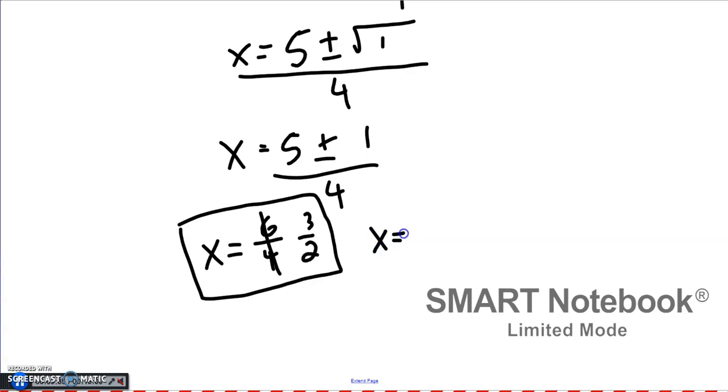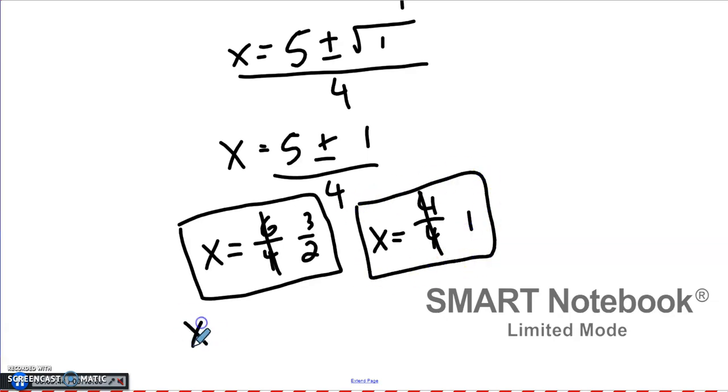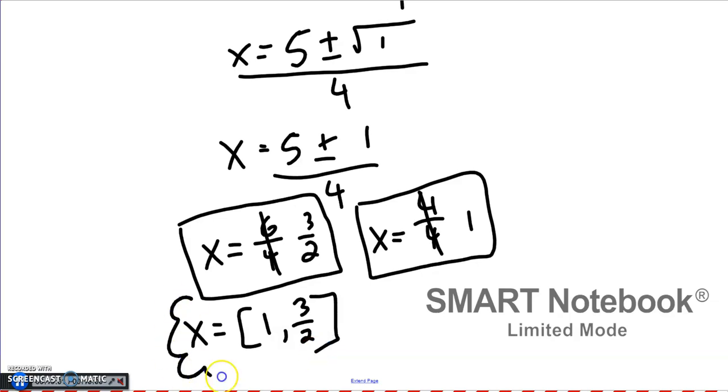We then have 5 minus 1 over 4, which is 4 over 4. We can simplify that down to 1. So to clean it up a little bit, we get x is equal to 3 over 2, comma 1. Actually, I'm going to switch that order because I want it going from least to greatest. Just a personal preference. Perfect. And that's our final answer. And that's how we use the quadratic formula.